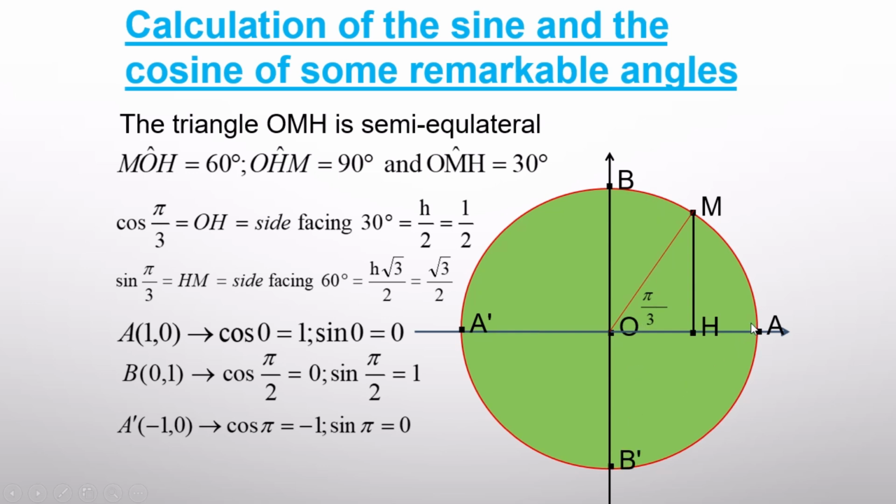B prime: the angle from A to B prime is pi by 2 plus pi by 2 plus pi by 2, that is 3 pi by 2 in the positive sense, or minus pi by 2 in the opposite sense, in the negative sense. Then we can measure the angle OA, OB either from the positive sense or from the negative sense. Cosine 3 pi by 2 is the abscissa of B prime. The abscissa of B prime is 0, and the ordinate of B prime is minus 1. So cosine 3 pi by 2 equals 0, sine 3 pi by 2 equals minus 1.